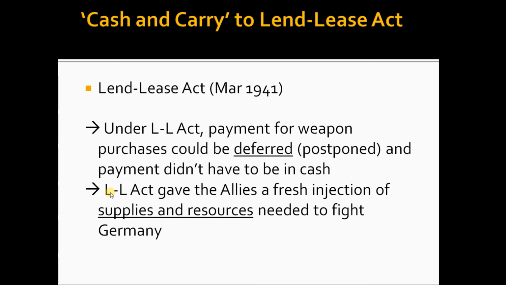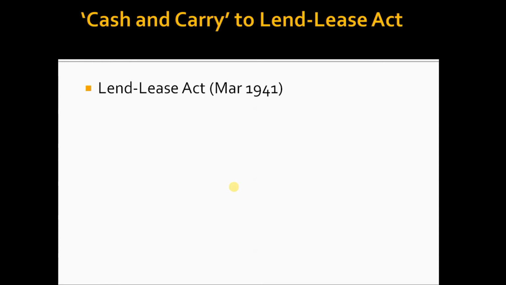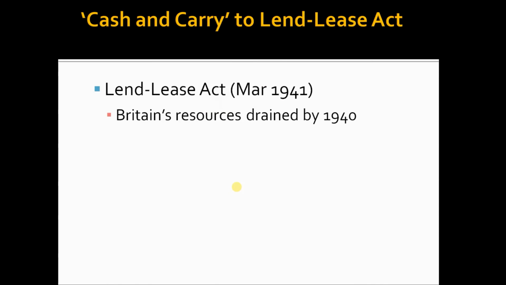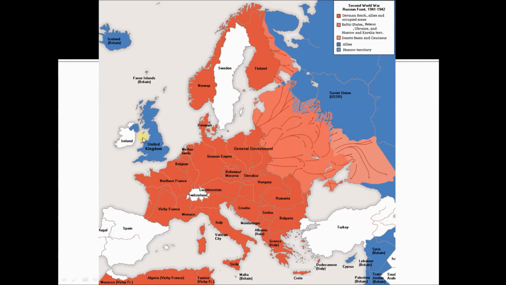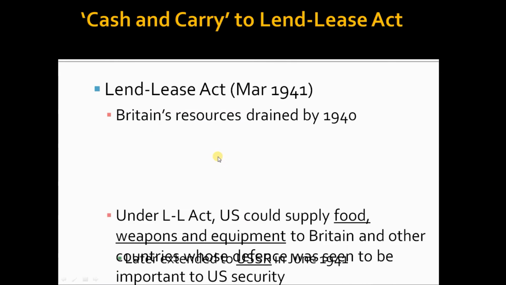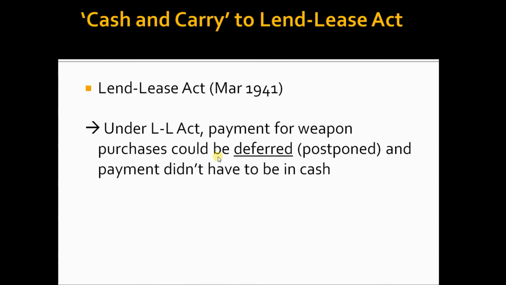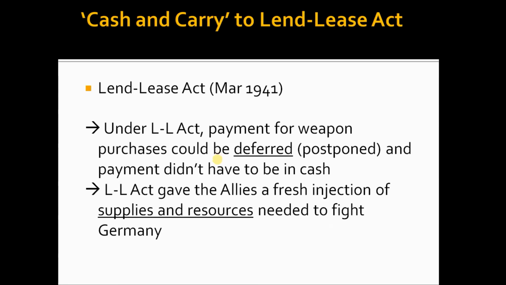Okay, and the Lend-Lease Act gave the Allies a fresh injection of supplies and resources which were needed to fight Germany. So this helped to strengthen the Allies at a time when they were in quite dire straits, as you could see in this map over here, right? Okay, so the US provided help, but did not, of course, end up fighting yet. Okay, but at least this was something which helped the Allies a fair bit.